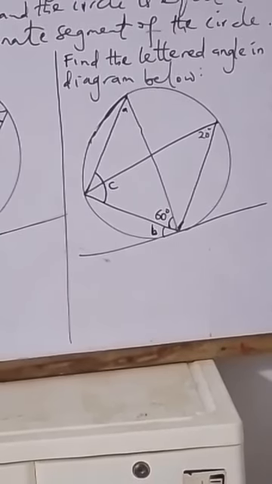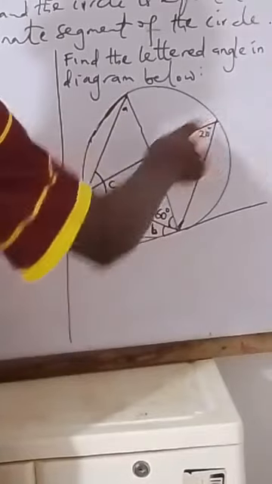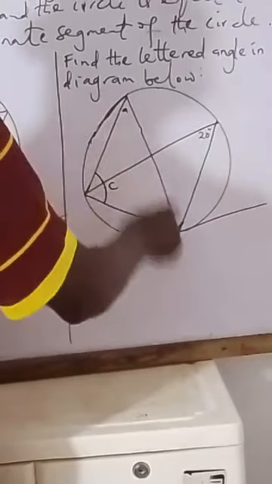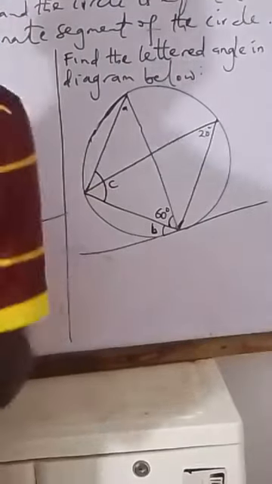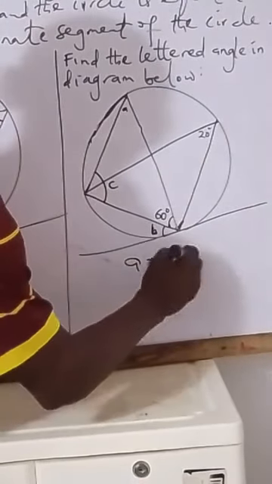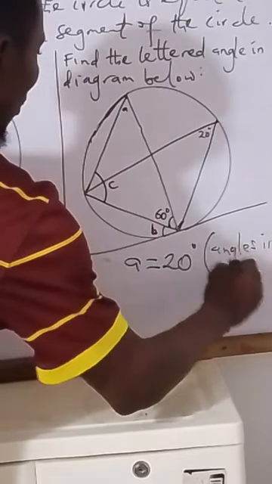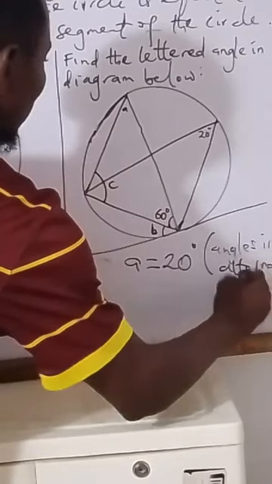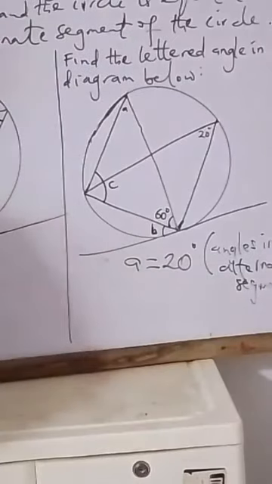Quite simple. If you've been following us from the beginning, you would realize that, look at angle A and angle 20. Angle A and angle 20 are in alternate segments. Theorem number 2 talked about them. So the first thing first, A is equal to 20 degrees. That is angles in alternate segments. That is the first assumption.